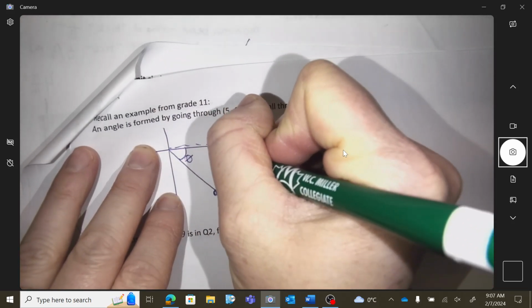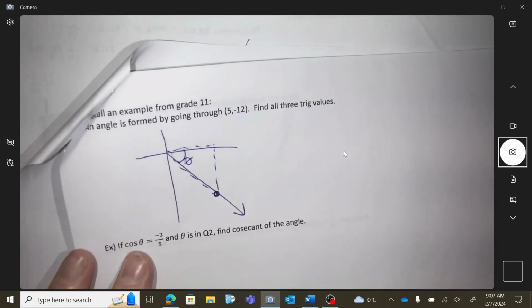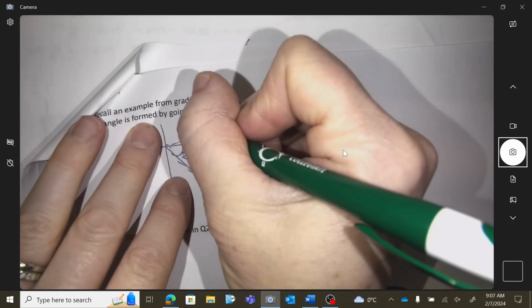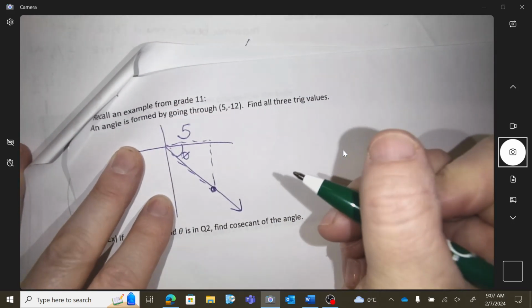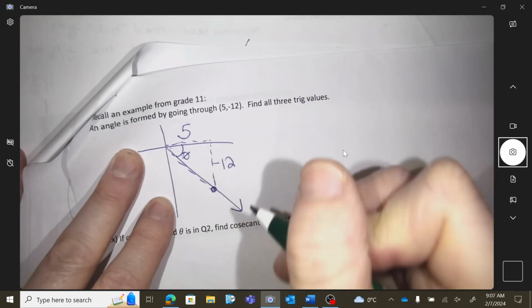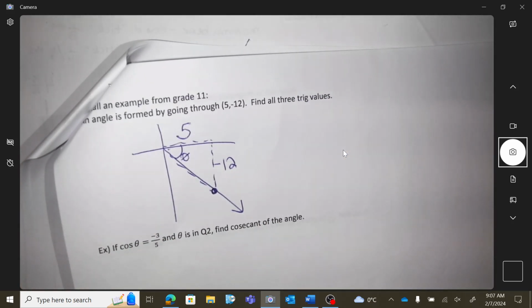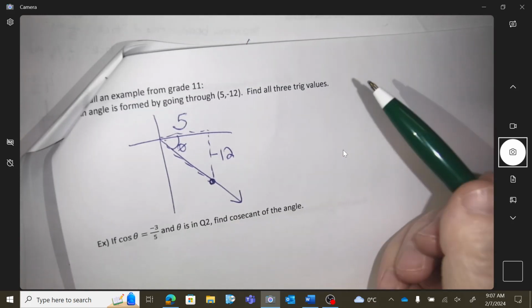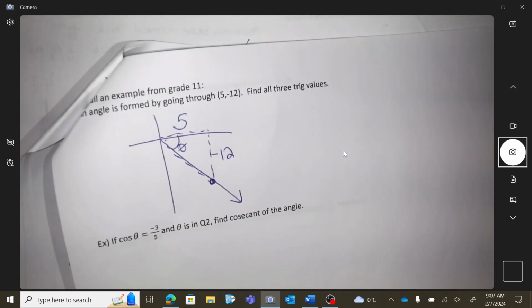Okay, so I'm going to construct this right triangle. On this side, I'm going to put a 5. On this side, I'm going to put a negative 12. So that means I'm going to have to calculate what the third side's length will be. Okay, what's the trick to get that third side? Anybody know the past math thing you would do? The theorem, a squared plus b squared equals c squared.